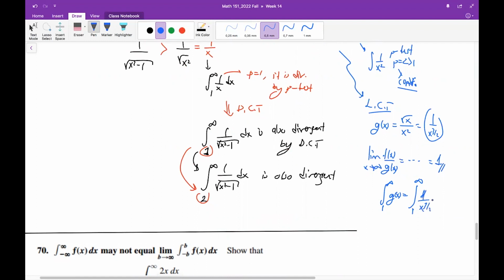So it goes like this then. 1 over x to the 3 over 2 here. p is 3 over 2, which is bigger than 1, so it is convergent by the p-test. Since the integral of g of x is convergent, the original function should be convergent too, okay, by using the limit comparison test.